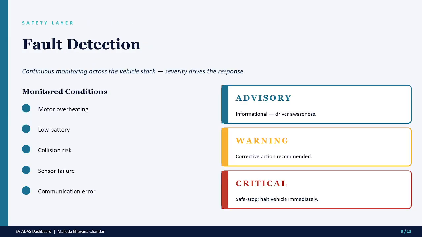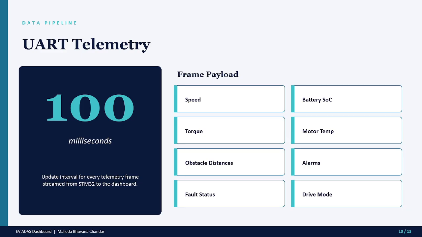The fault module continuously checks whether the motor temperature exceeds 90 degrees Celsius, battery SOC falls below 2 percent, or a critical collision is detected. If any of these faults occurs, the system sets fault flags, stops the motor torque, changes the vehicle state to fault mode, and turns on the fault LED.